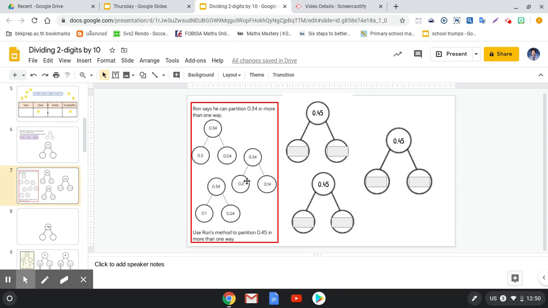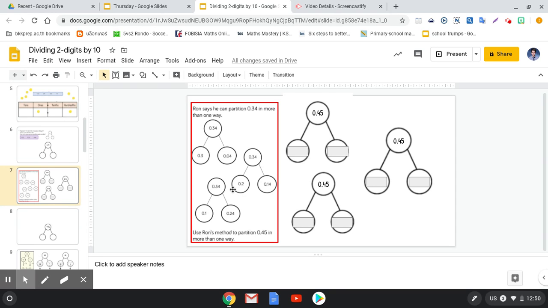Well, this time he's used one less tenth. So he's going to need 10 more hundredths on the other side. So he's exchanged 1/10 for 10 hundredths. So 0.2 and 0.14 brought together will make 0.34.